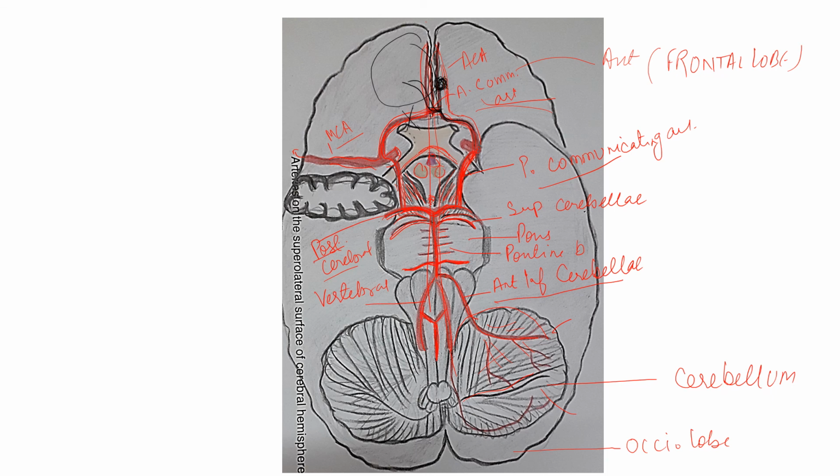But if the obstruction is distal to this anterior communicating artery, suppose the obstruction is over here, this area will suffer from ischemia, because after that there will be no collateral circulation. So this area of the brain will suffer from ischemia if the obstruction is after this communicating artery. But if the obstruction or any pathology is before the anterior communicating artery, then that part will be supplied by the collateral circulation of the opposite side. So this is one important clinical significance of the circle of Willis.